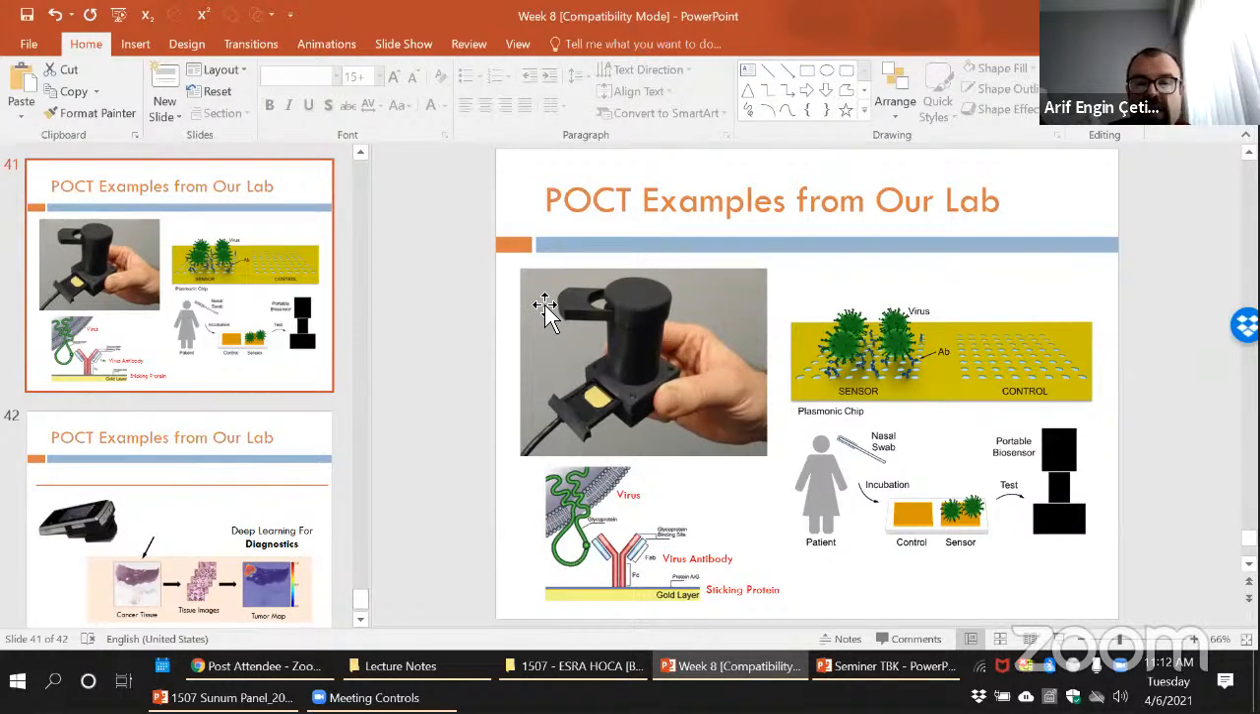The rest of the device is an LED source, which is maybe $3-4, and I have a CMOS camera, which is about $300. So this is a very cheap device. Even though it's a research project, I used very inexpensive components. That's why it could be a POCT device.